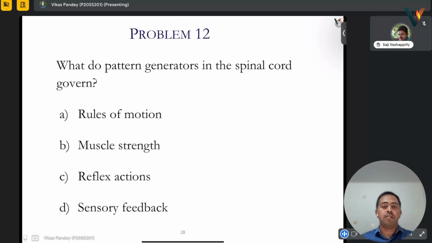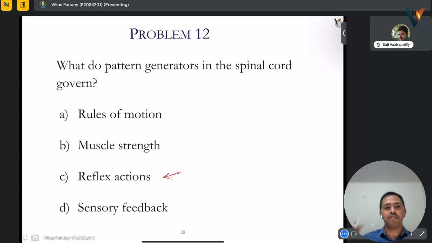What do pattern generators in the spinal cord govern? Rules of motion, muscle strength, reflex action, sensory feedback. I think it must be reflex action. Fine. Pattern generators determine the reflex action, but how is it mapped with muscle movement? It must be through sensory feedback.